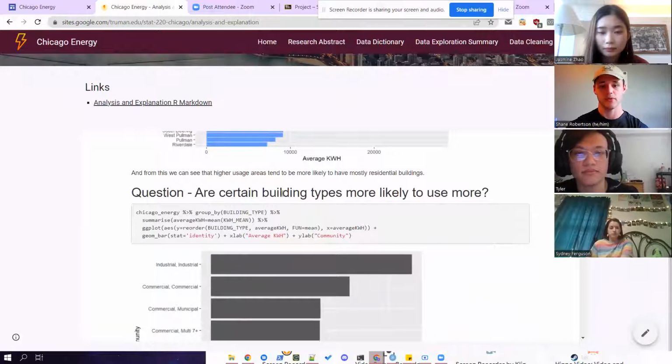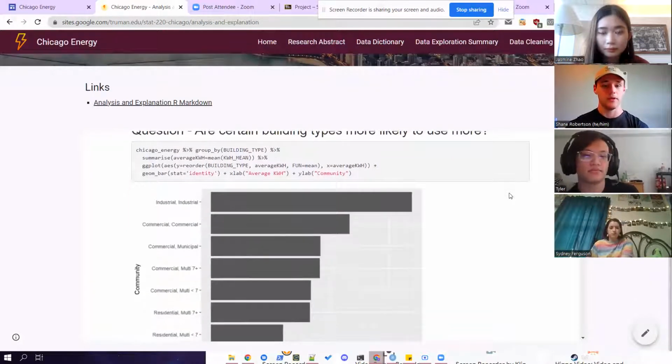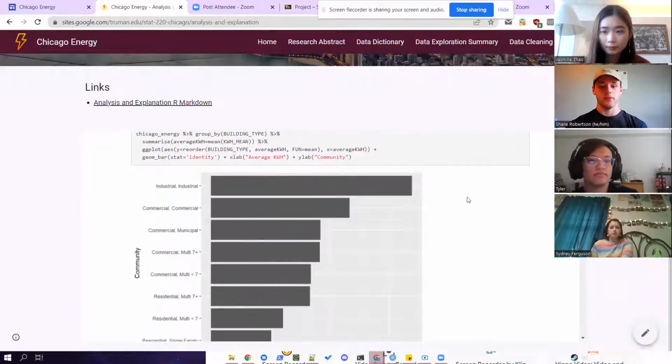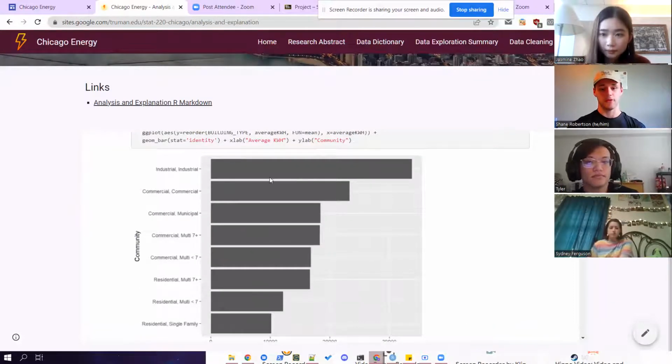All right, question: are there certain building types that are more likely to use more? As we saw before, there were, but after cleaning our data, we want to reanalyze this and see with the building type and subtype merged. So we can see the industrial buildings have a very strong high value that we feel can mess with our data in an analysis. We can also see commercial was next up, and municipal, multi.